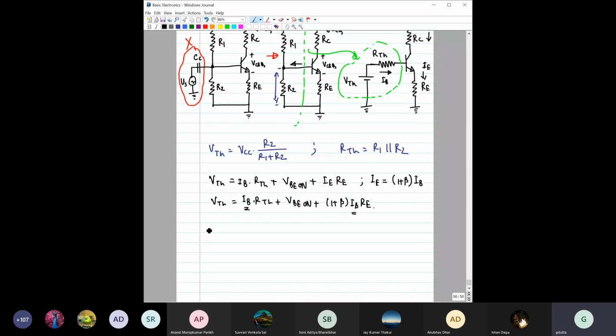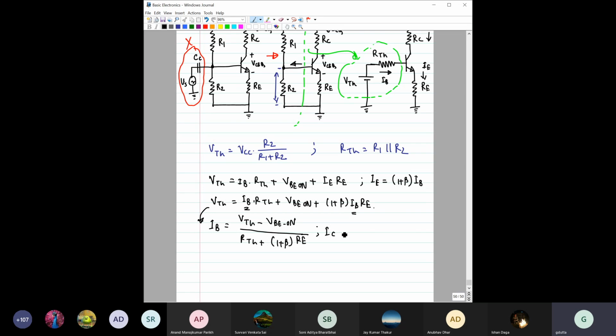So if we now do it, IB will be equal to VTH minus VBE divided by RTH plus (1 plus beta) into RE, isn't it? Just solve for IB from here, right? So now you have the value of IB.